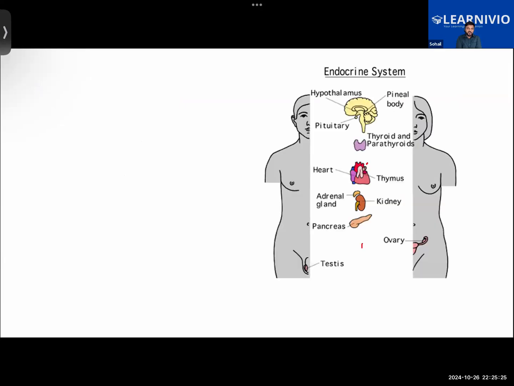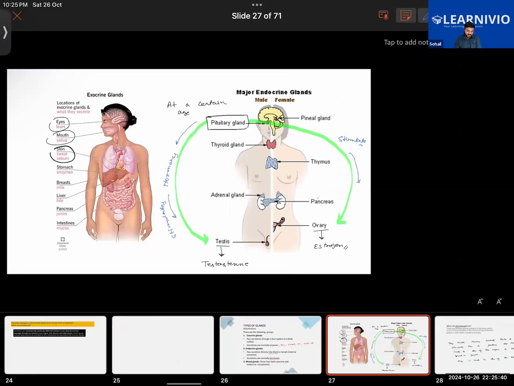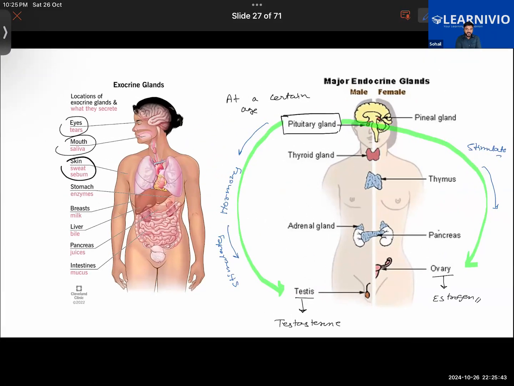So there will be two types of glands in our body. The glands which I am telling you, the glands like the pituitary gland. One type of the gland will be called as exocrine gland. Another group will be called as endocrine gland.